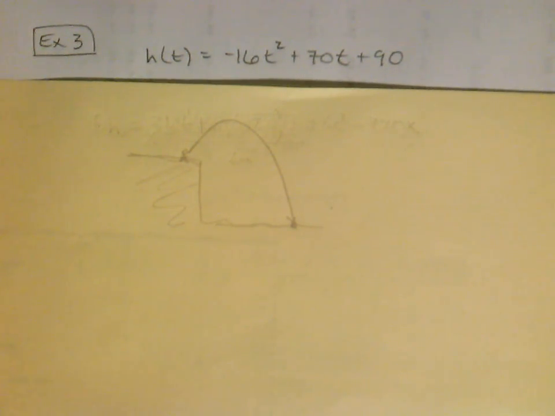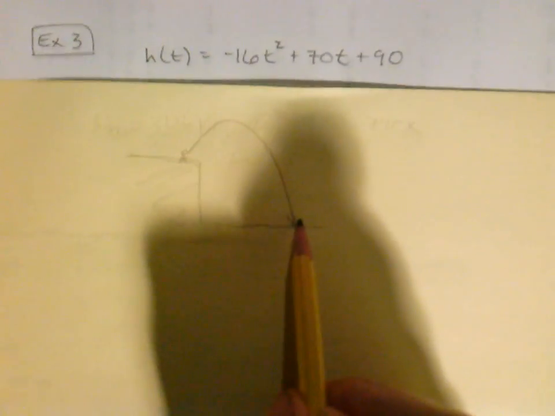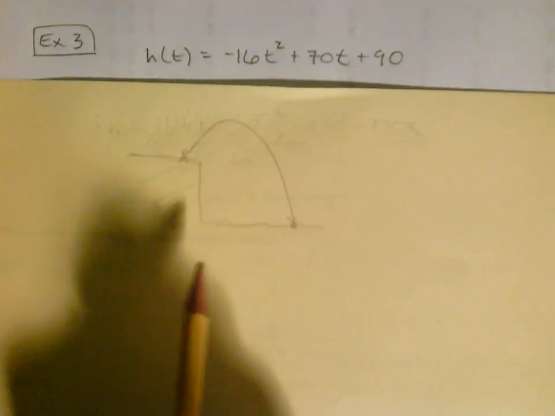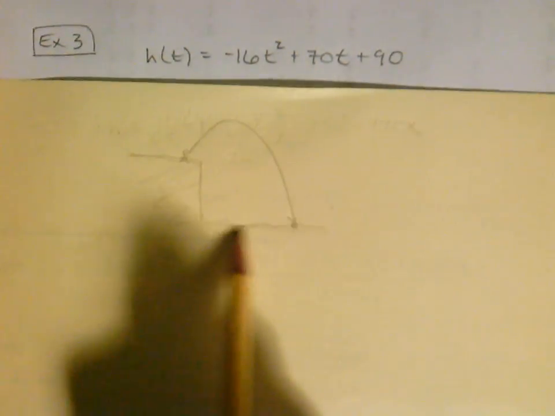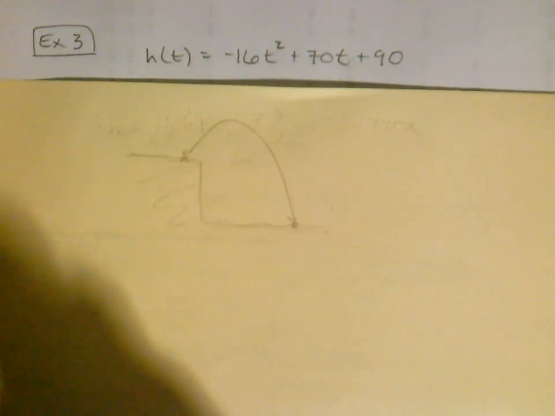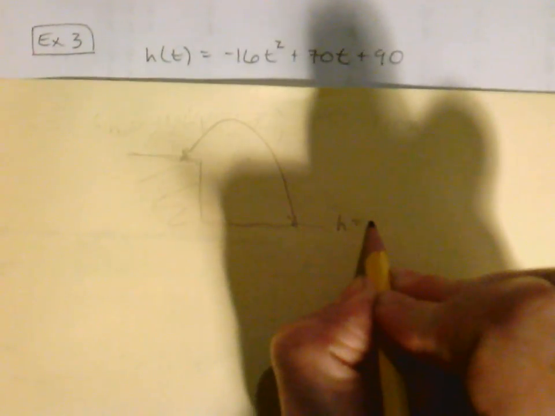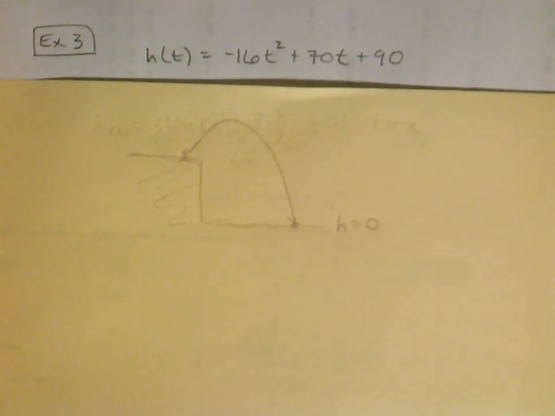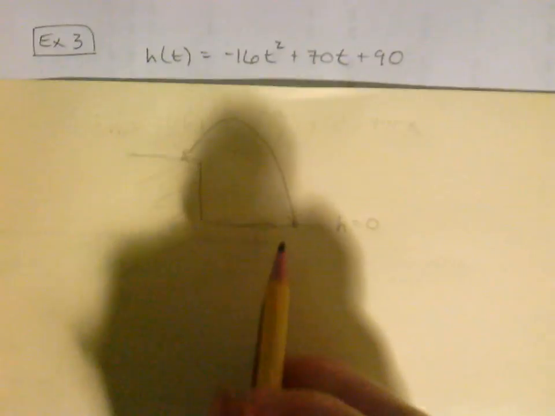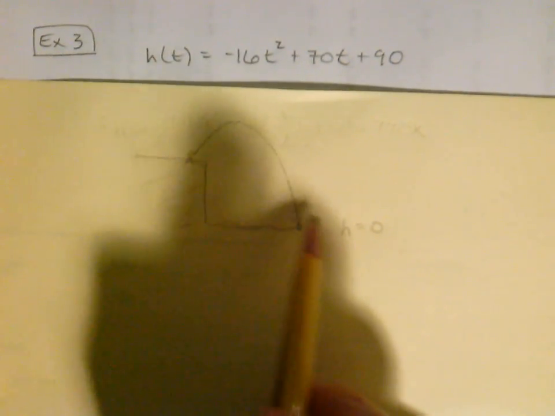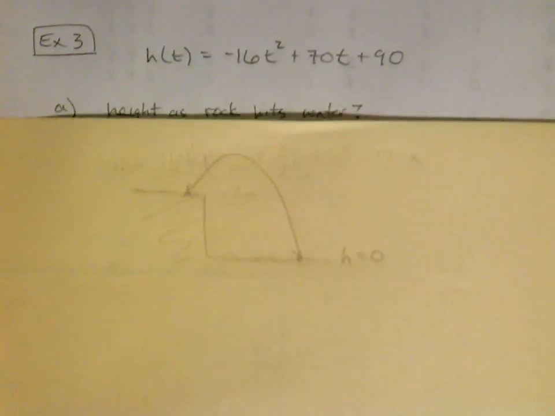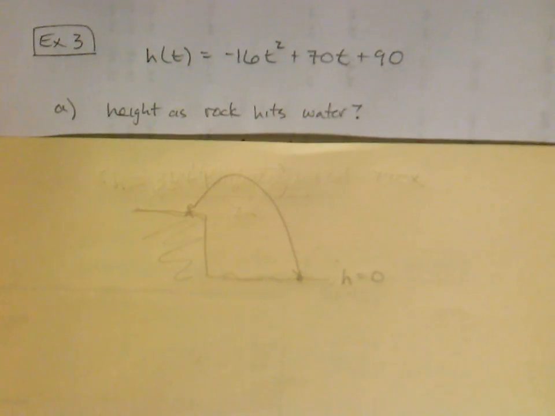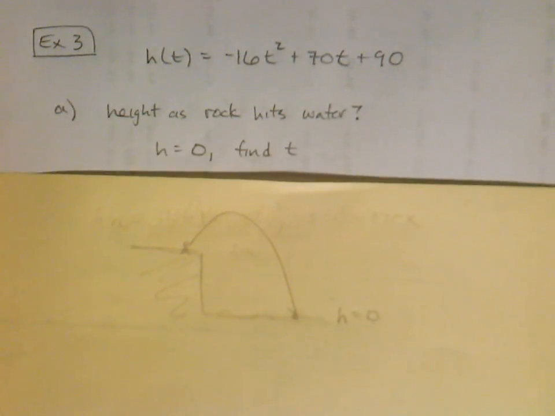Okay, well, let me ask you this. When that rock hits the ocean, what's the height? Isn't the height at that moment 0? The moment it hits the ocean, it's not up above anywhere. It's at a 0 height. So I'm asking the question there, what's the height as the rock hits the water? And the height is 0.